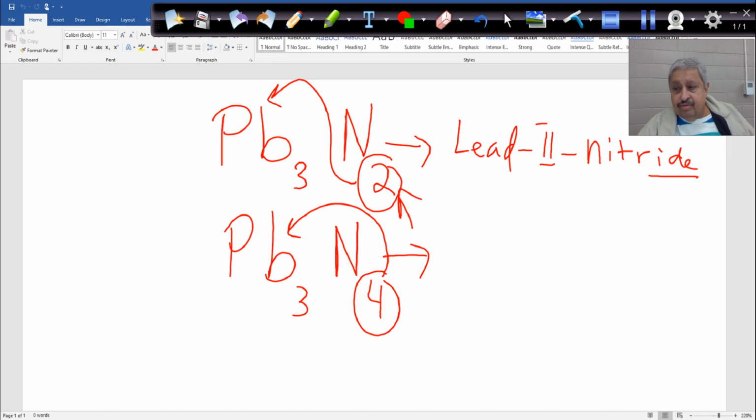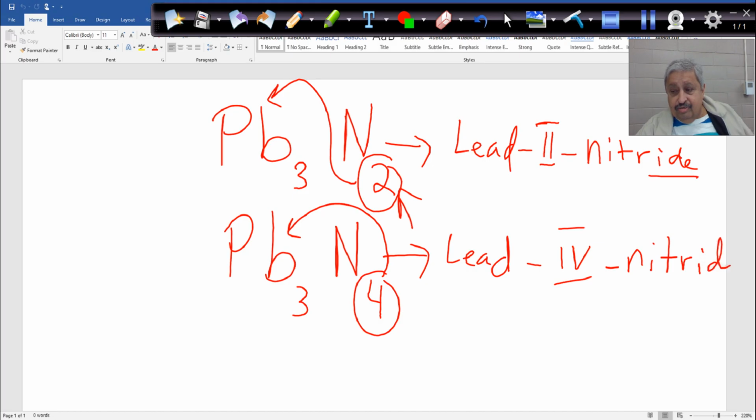At the end has to be IDE. The other one is lead, but this one is 4, nitride. Everybody knows the Roman numbers. Okay, everybody knows. So this is 1, this is 2, this is 3.